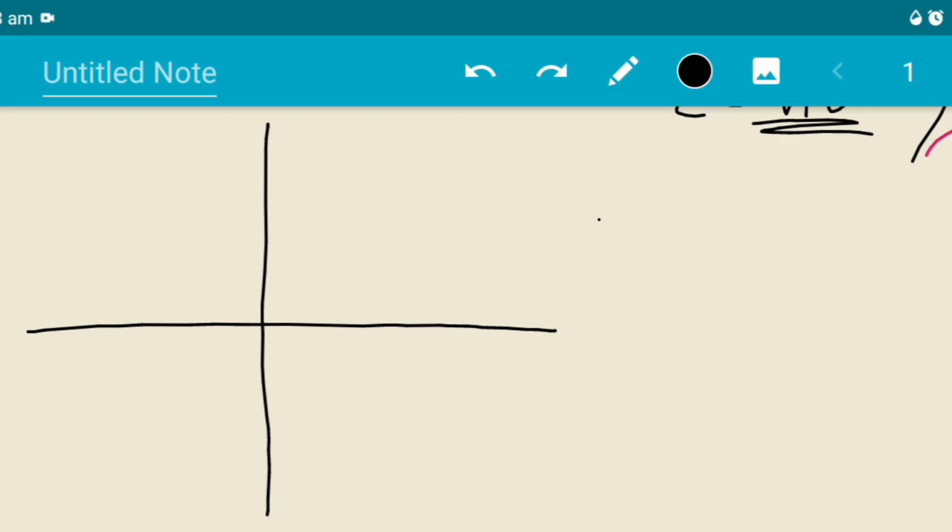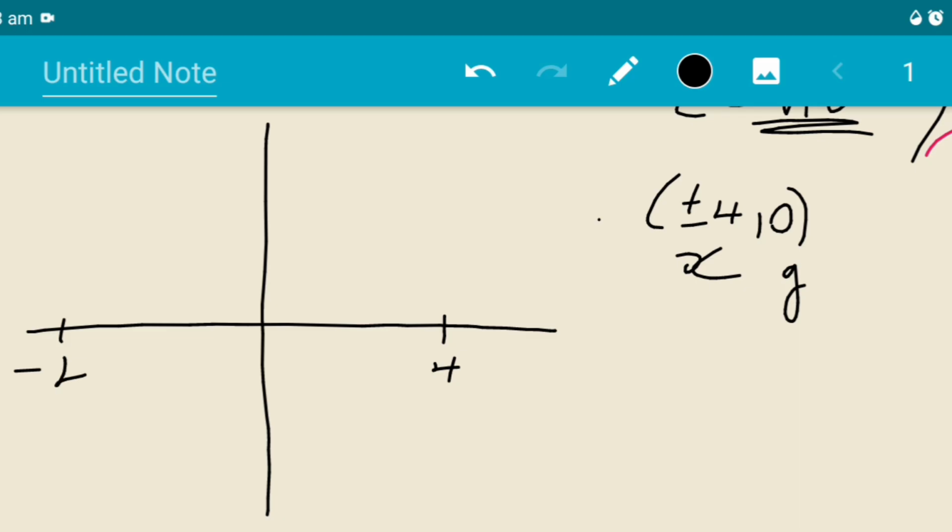So the vertices, as we may see, are on the x-axis because we were told it is plus minus 4, 0. This is x, this is y. So it is on the x-axis that we're having the vertices. Starting from the origin and moving to the right, positive by 4, that would be 4. And to the negative, that would be negative 4. So meaning the vertices are here, meaning it's opening something like this.